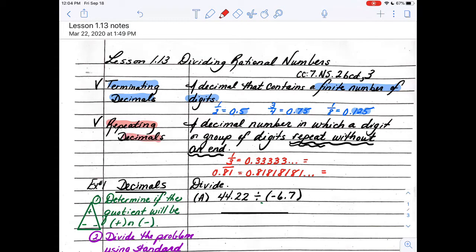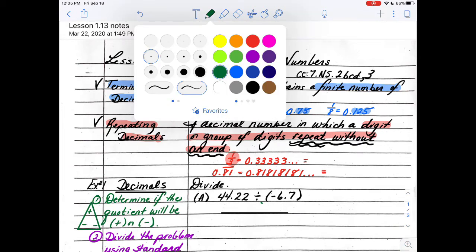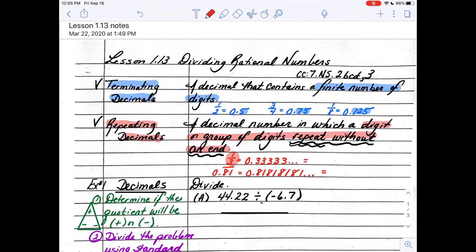Repeating decimals are those decimals where a digit or a group of digits repeat and they never stop. A very famous one is 1/3. When I divide, I get 0.33333 and it never stops, which means I can write it with bar notation as 0.3, and when I put a bar over that 3, that means the 3 will continue to repeat forever. Same thing down here where 0.81 has a bar over the 8 and the 1, that means the group 8-1 will repeat. So 8-1, 8-1, 8-1, and it will not stop.